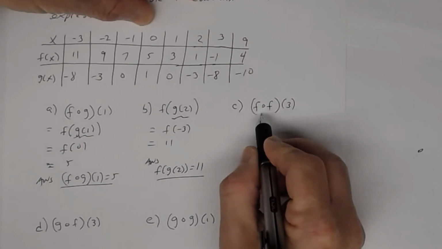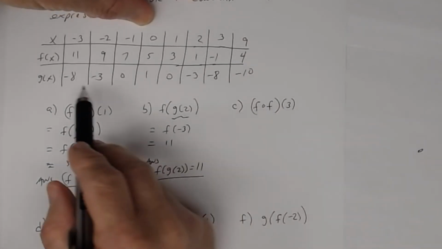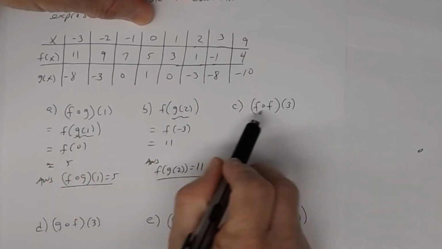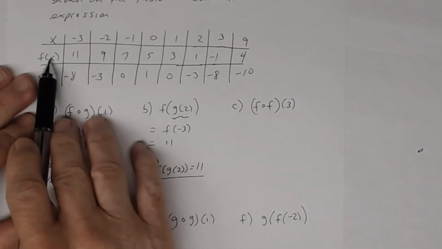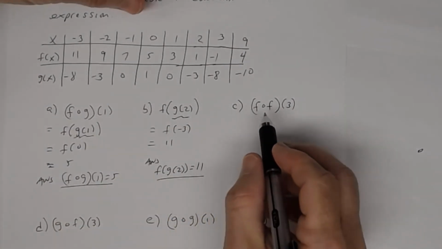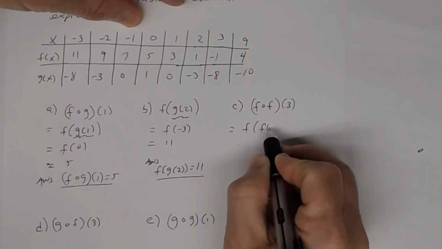Okay, so here, f composed with f at 3, so the functions are the same. So in this problem, you're not going to use g at all. See, there's no g here, so you're not going to use g at all. You're just going to use your function f. Okay, so by definition, remember this means f of 3.